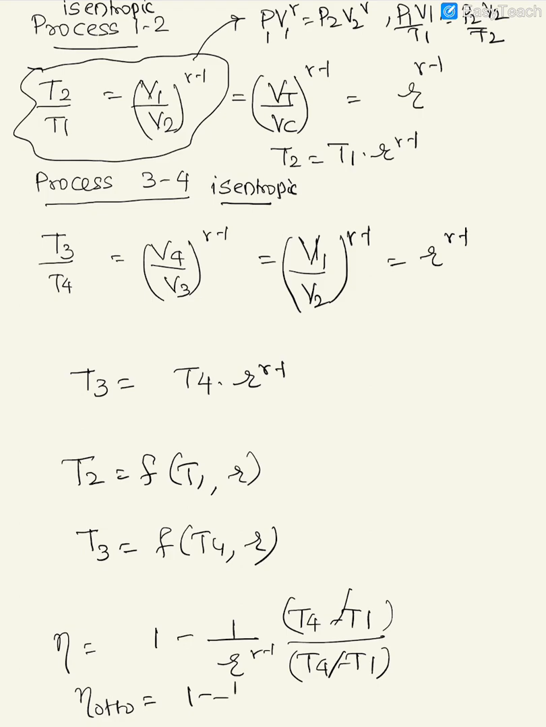This is the efficiency of the Otto cycle in terms of compression ratio. So this is how we need to derive the expression for efficiency of the Otto cycle. This is a very important derivation, and a very simple one. Thank you.